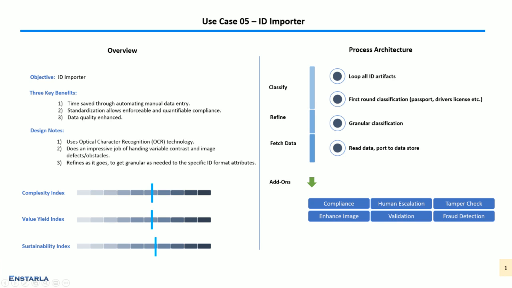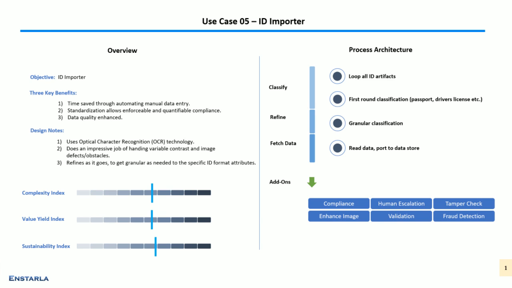and it refines as it goes. So it gets granular as needed in order to refine down to the specific ID format attributes. Okay, process architecture: loop through ID artifacts, first round classification, passport, driver's license, etc. Granular classification, read data, port to data store. And really it's all about being able to isolate the artifacts down to a point where you have realistic determination of the data involved. If you don't, you need to be able to refine that image in some fashion so you can reliably extract that data.